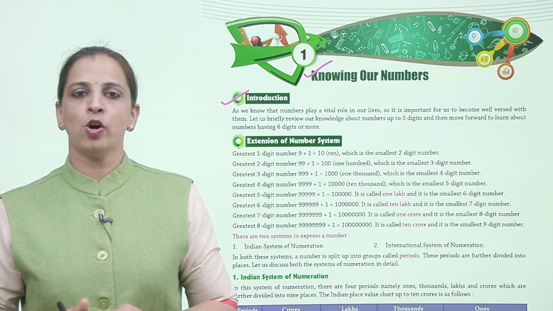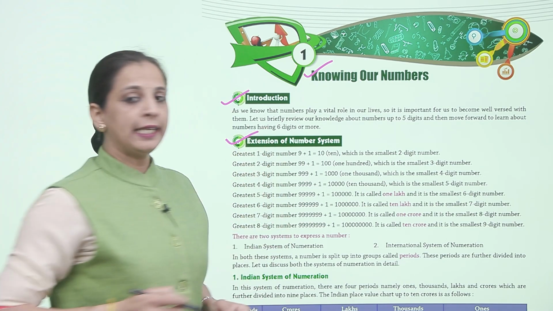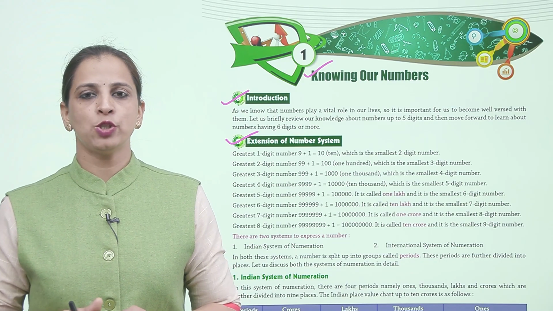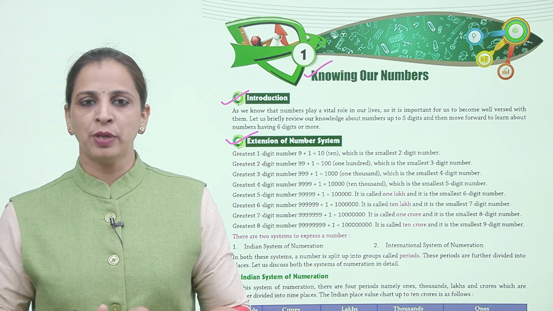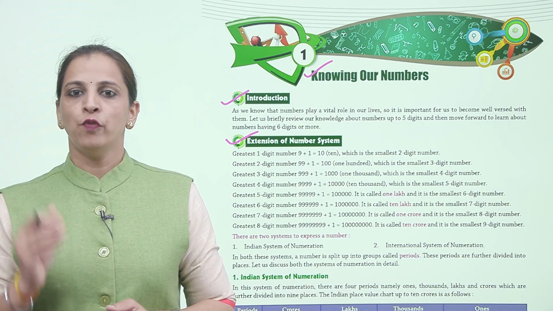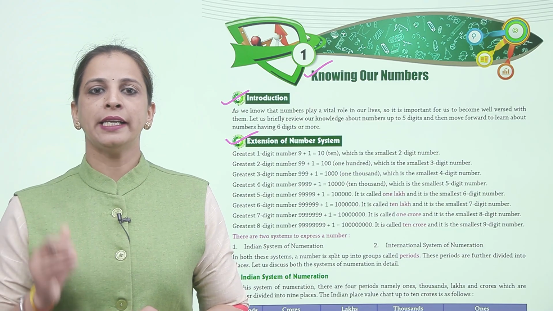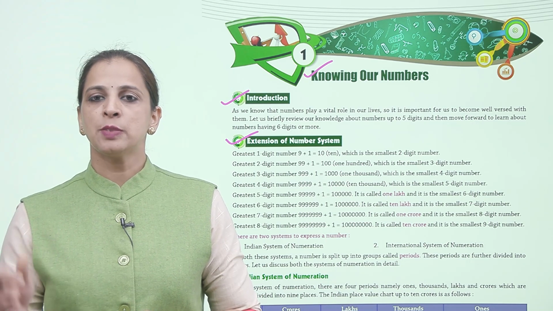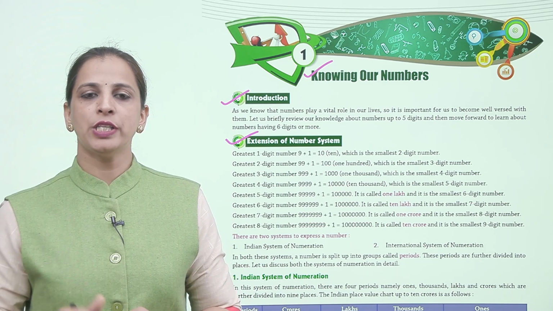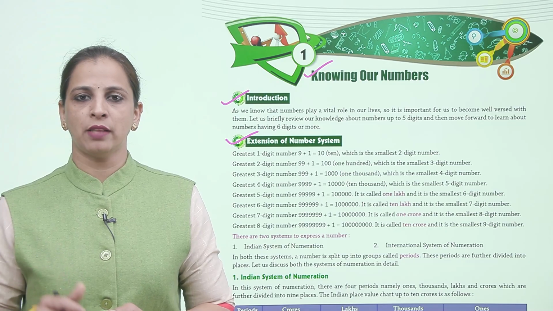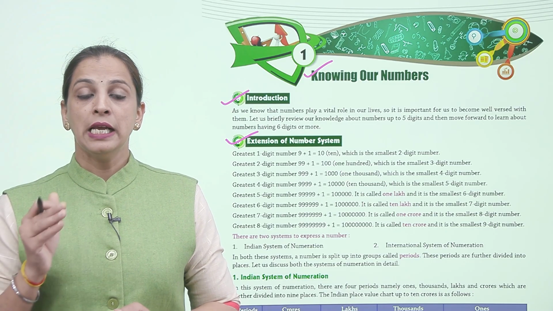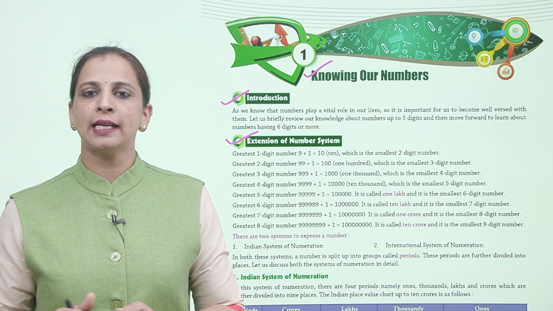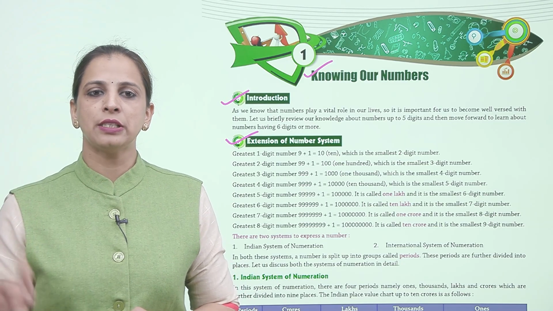Now, extension of number system. Greatest 1 digit number plus 1 is equal to 10, which is the smallest 2 digit number. Greatest 2 digit number plus 1 is equal to 100, which is the smallest 3 digit number. Greatest 3 digit number plus 1 is equal to 1000, which is the smallest 4 digit number. Greatest 4 digit number plus 1 is equal to 10,000, which is the smallest 5 digit number. Greatest 5 digit number plus 1 is equal to 1 lakh. It is called 1 lakh and it is the smallest 6 digit number.